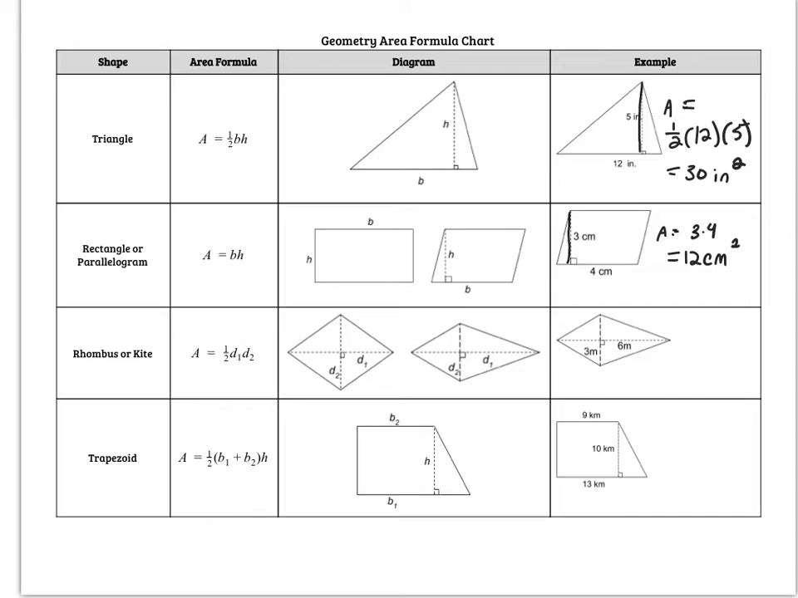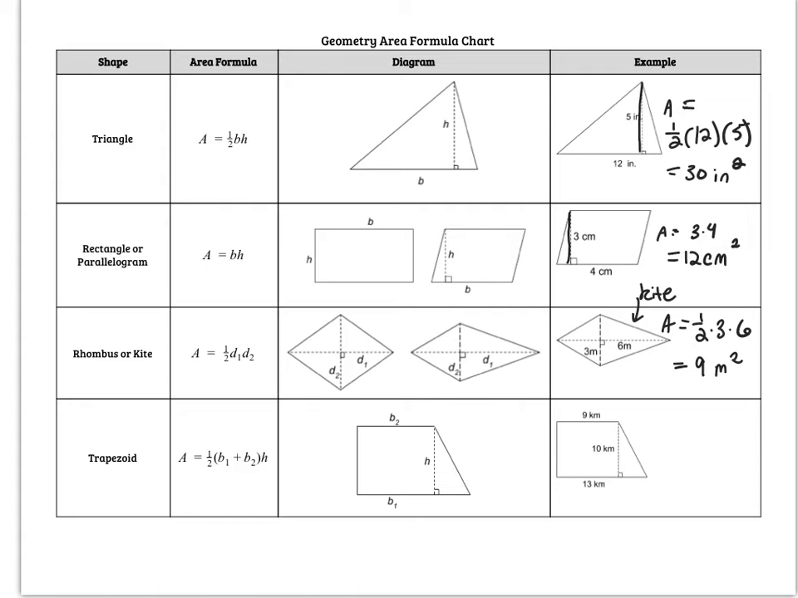It's 1/2 times d1, d2, where d1 and d2 refer to the diagonals of the quadrilateral. So here in our example, we have a kite, and d1 and d2 are 3 and 6. So the area is going to equal 1/2 times 3 times 6. And that comes out to 9 square meters.